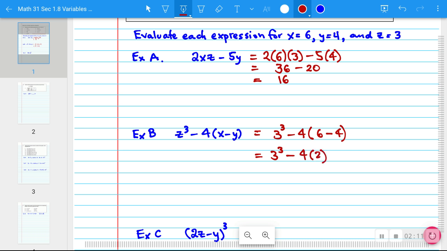Okay, now we have a mixture of an exponent right here, a subtraction, and a multiplication right there. So exponents get priority at this point. So we're going to have 3 times 3 times 3, which is 27. And finally, we'll do the multiplication and subtraction. Multiplication here, 4 times 2 is 8. And subtracting gives 19.